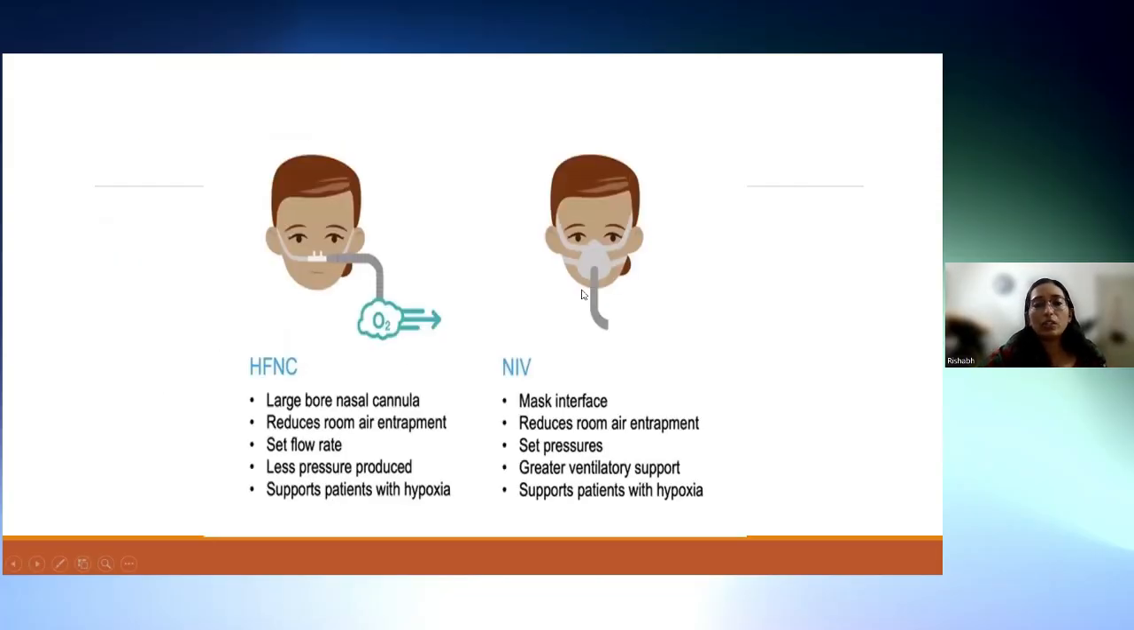So this is, in a nutshell, a small comparison between HFNC and NIV. The large bore nasal cannula is used here. The mask interface is used in NIV. It reduces room air entrainment, and here the flow rate is set, and here pressures are set. Less pressure is produced, but this provides greater ventilatory support.